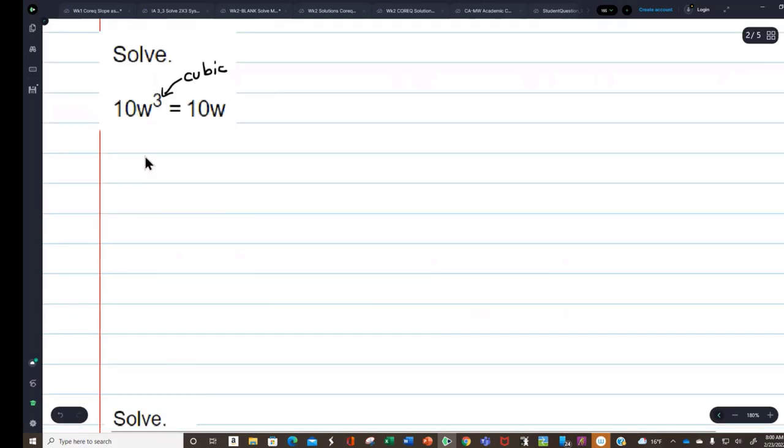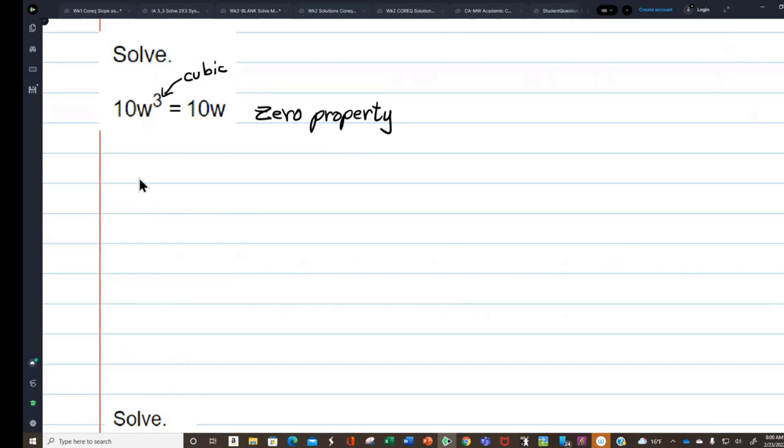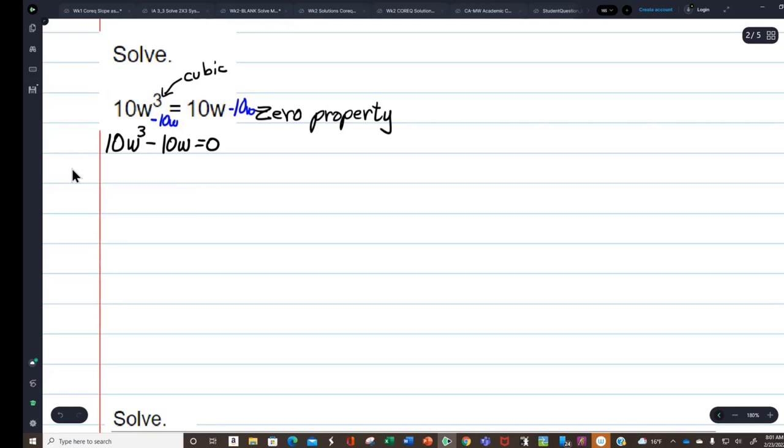Okay, well, first thing I'm going to do is use the zero property. Minus 10W, minus 10W. So I'll have 10W cubed minus 10W equals zero. And I guess a really nice teacher would go ahead and write minus 10W, minus 10W, which is how we got this.